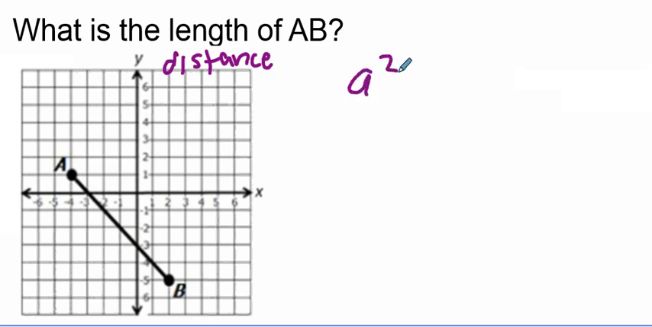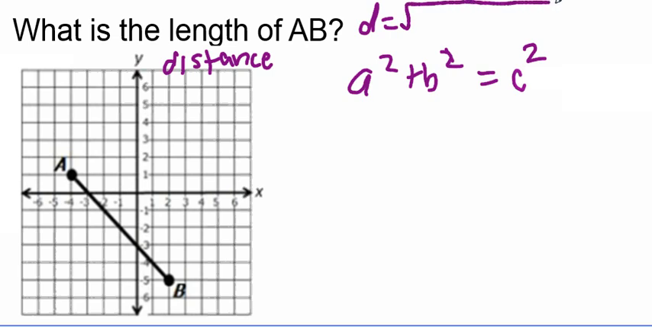So a squared plus b squared equals c squared. You can also use your distance formula, which is d equals the square root of x2 minus x1 squared plus y2 minus y1 squared. It's your preference for which one you want to use.